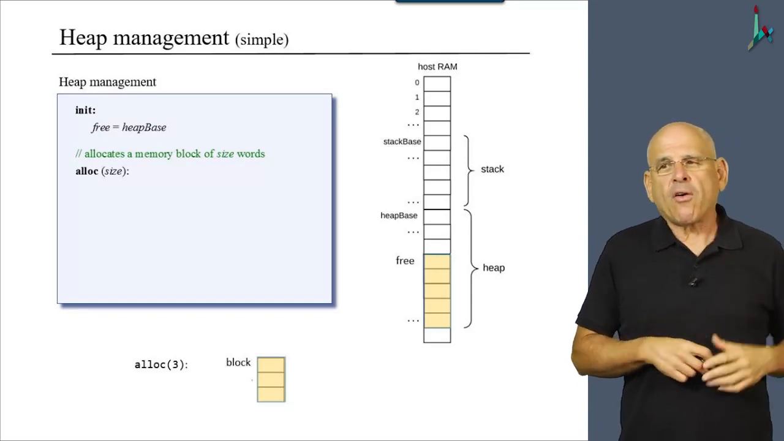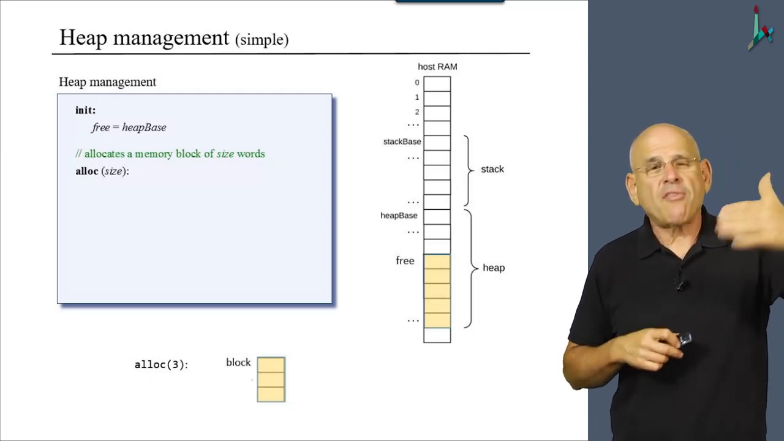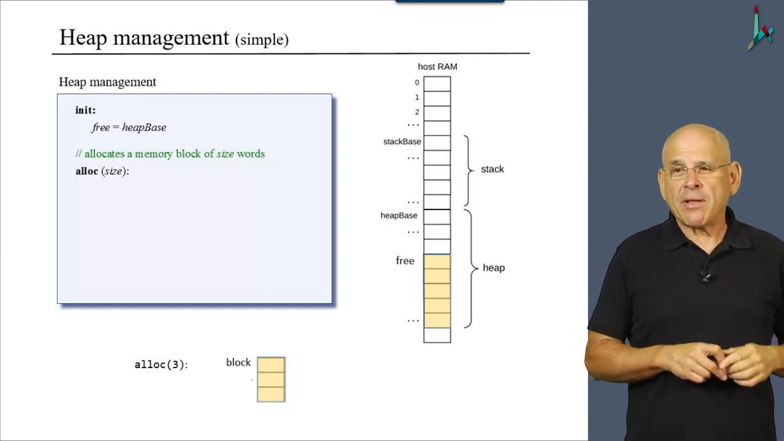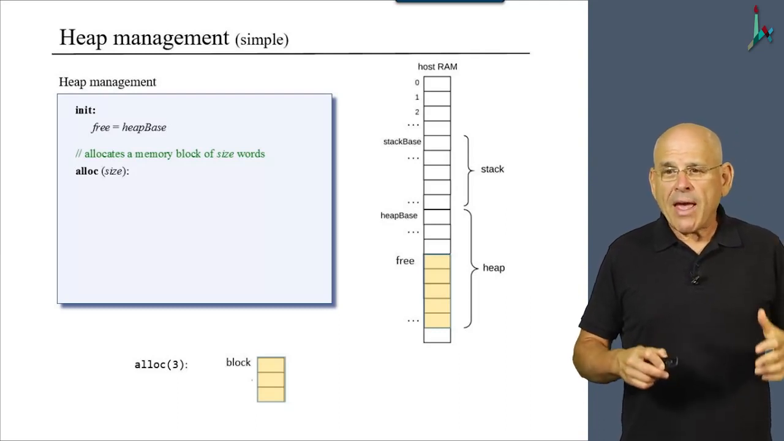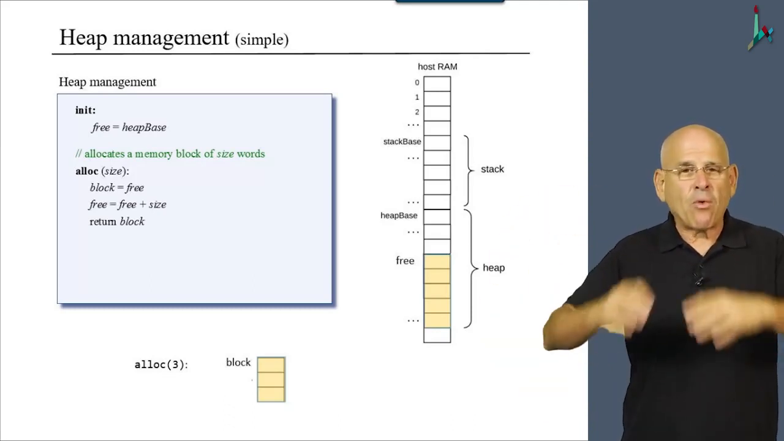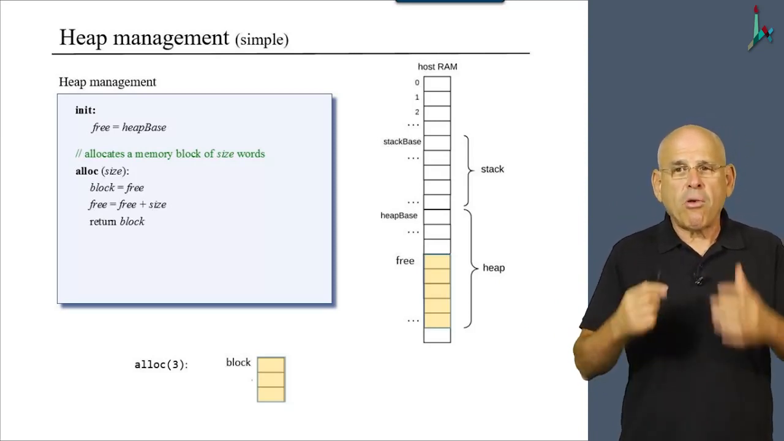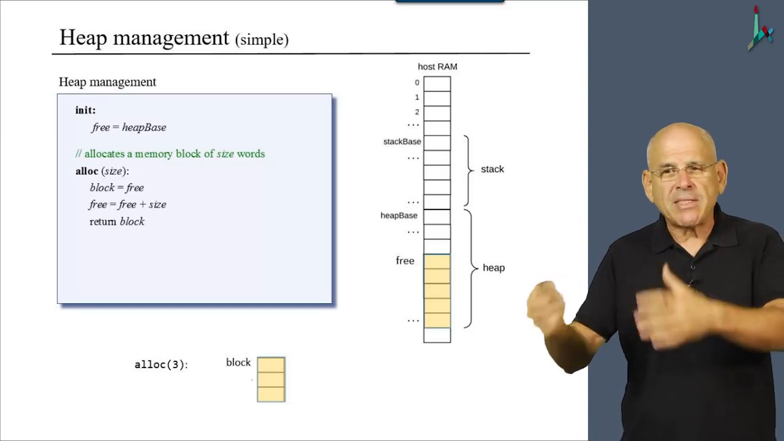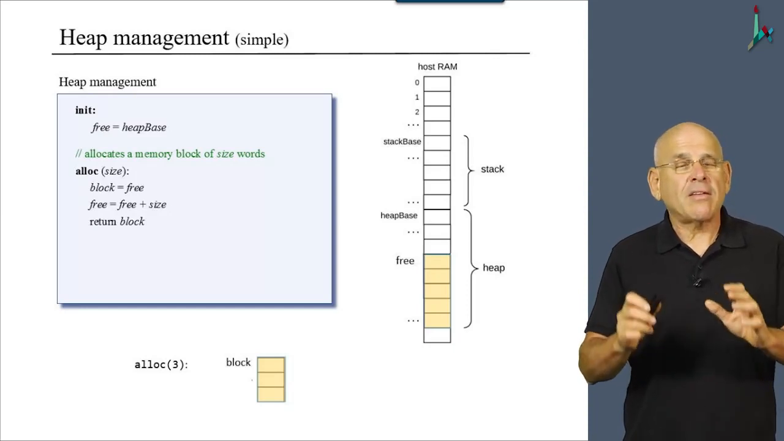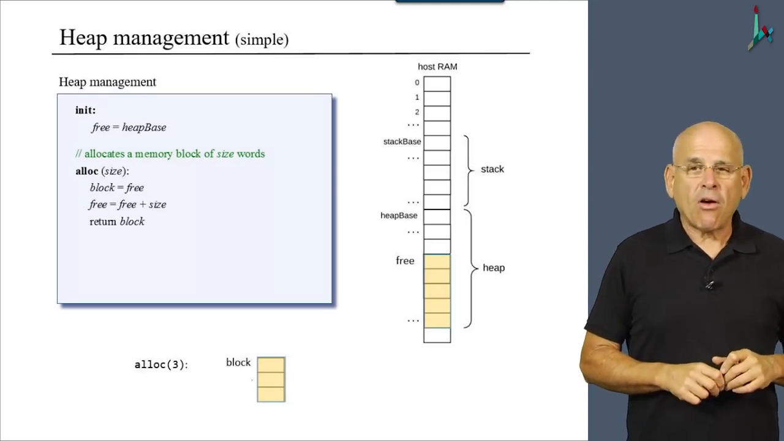Free, before, used to point at the heap base, and now we have to do free equals free plus 3 to reflect the fact that we have 3 fewer words available in the heap. And finally, we have to return block to the caller. So everything that I just described by waving my hands and with this little animation is shown here in the code: block equals free, free equals free plus size, return block. These 3 things taken together will handle the act of carving out and allocating a block of size.